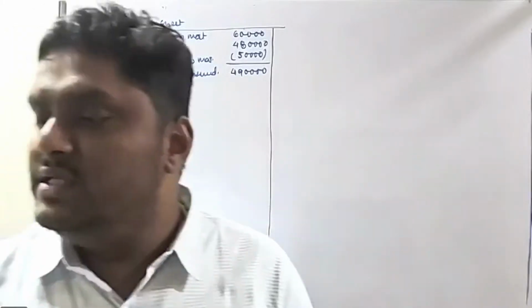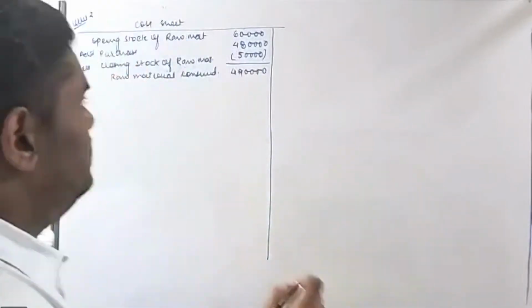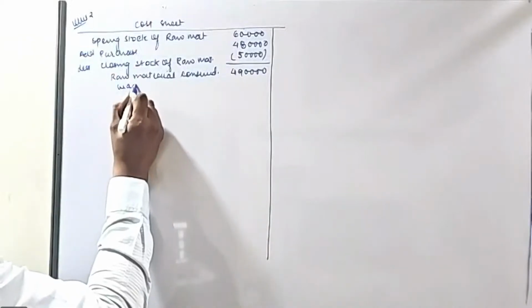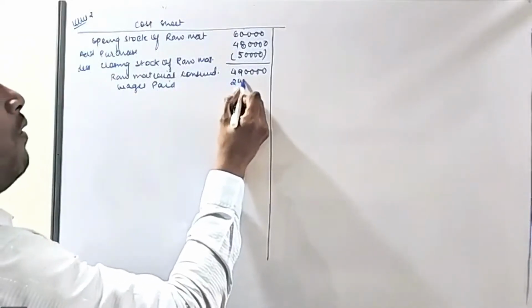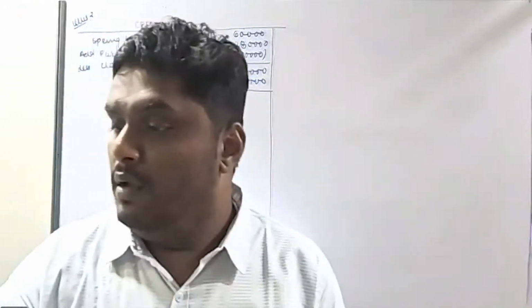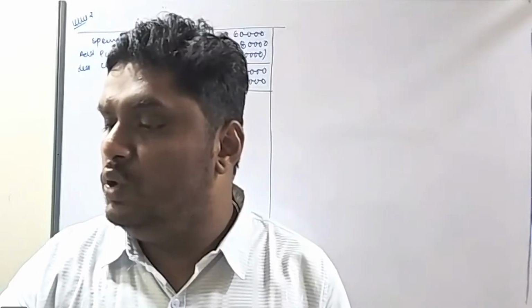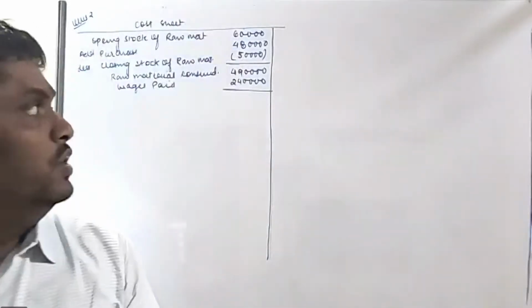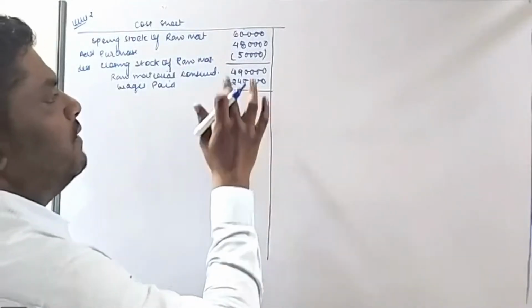In raw material consumed, we will add the wages paid, that is 2,40,000. So after adding the wages paid, we will check, are there any direct expenses? No, there are no direct expenses. So we can easily calculate the prime cost, that will be 7 lakh.